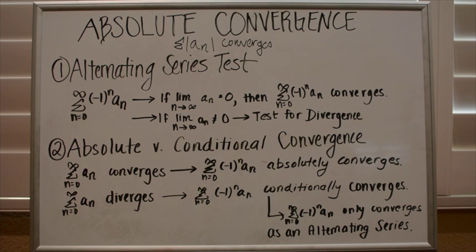If you find that the series does converge by the alternating series test, then you have to go on to find whether or not it converges absolutely or conditionally. If the series of the absolute value of a sub n converges, then the whole entire series absolutely converges. If the series of the absolute value of a sub n diverges, then the entire series conditionally converges. This is only if you've already found that by the alternating series test, the series converges. If it conditionally converges, what this means is that the series only converges because it is an alternating series and not because the term itself converges.